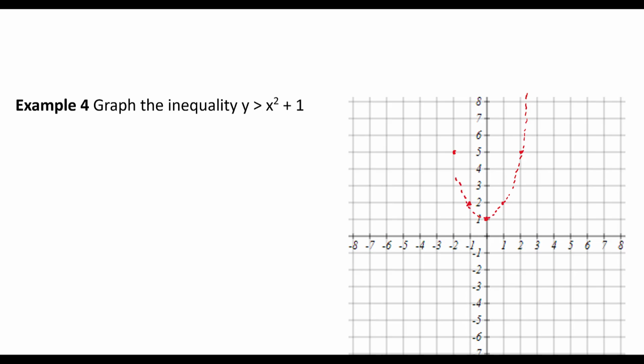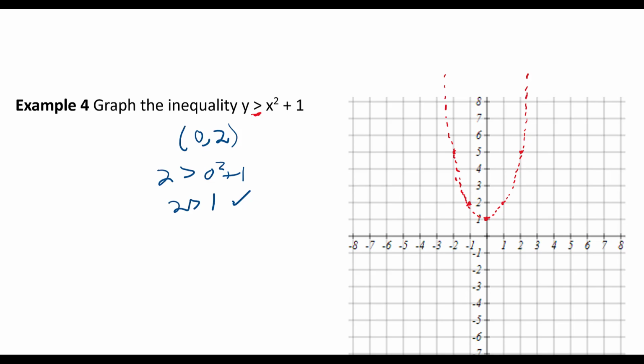I'm doing a dashed line because it's strictly greater than. So I get my curve like that. And my gut is that since it's greater than, I'm going to shade above. But let's just find out. Let's just take a test point. What if we took the point 0 for x, 2 for y? So that means, is 2 greater than 0 squared plus 1? So is 2 greater than 1? Yes, it is. So we would shade that side.